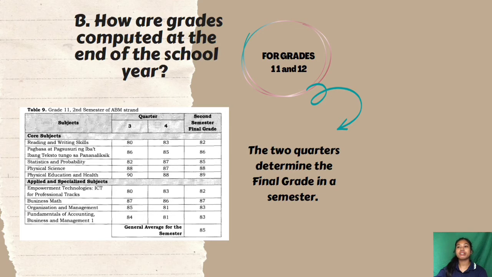The 2 quarters determine the final grade in a semester. Table 9 shows an example in grade 11, second semester for the Accounting, Business, and Management or ABM strand. So this is an example of a report card of a grade 11 second semester of ABM strand.